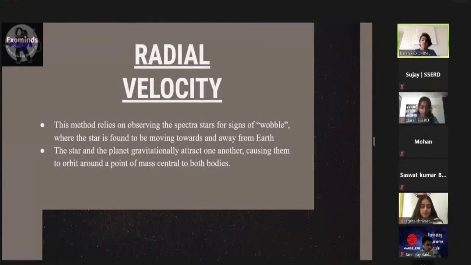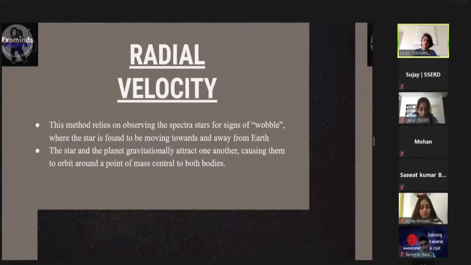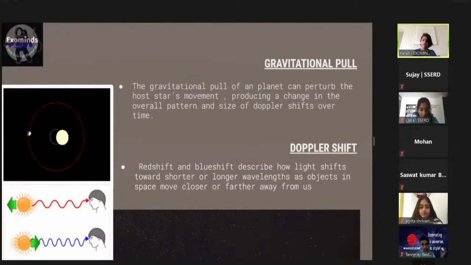This method is also called the wobble method because it attempts to detect the wobble of a star which has an exoplanet surrounding it. This happens because when a planet goes around a star, it causes the star to move away from its center due to the gravitational pull, and the star appears to wobble, as you can see in the GIF over here.